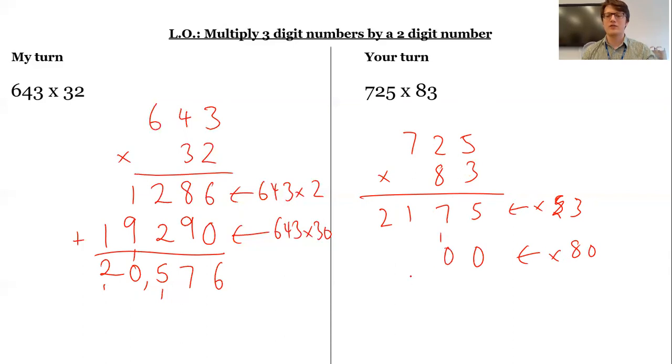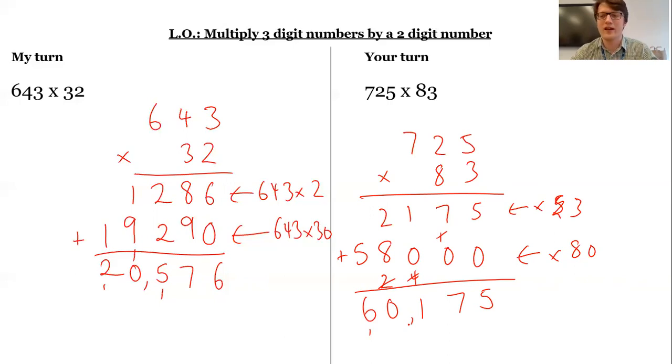8 times 5 is 40, regroup. 8 times 2 is 16, add the 4 is 20. 8 times 7 is 56. Add those two, gives me 58. Add together my two parts. Check I'm not going to add together any of my regroup digits. I might just want to cross those out. Get 60,175. Again, writing out these little steps here, really important if you're struggling.